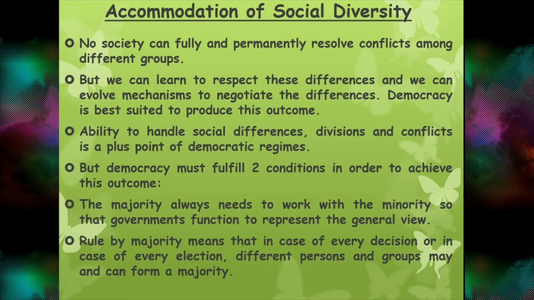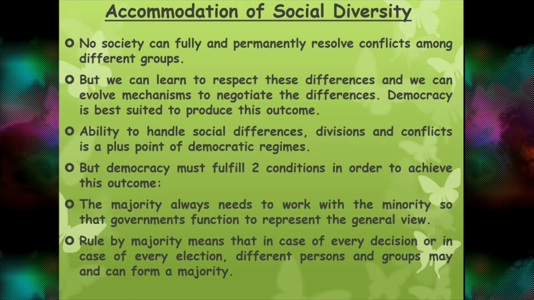But we can learn to respect these differences and we can evolve mechanisms to negotiate the differences. Democracy is best suited to produce this outcome. The ability to handle social differences, divisions, and conflicts is a plus point of democratic regimes. We have something called a judicial system. As I explained in part 1 of the same chapter, it gives you the opportunity to correct your own mistakes, right? Though you are held up with conflicts, you can correct your own mistakes.